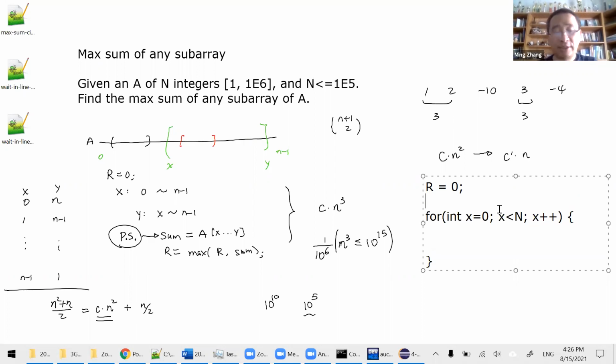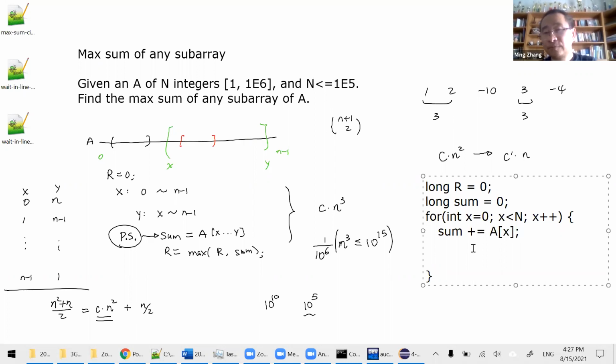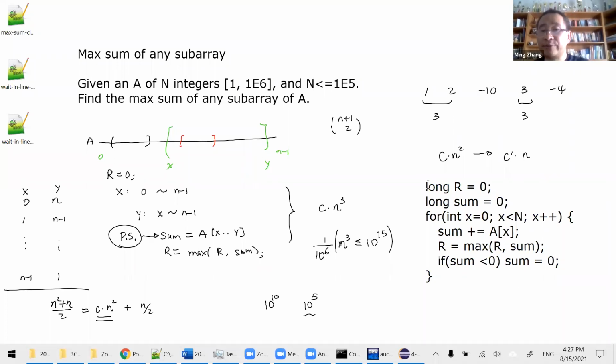Okay, so here I'm going to do, say, you can do int or you can say long. So sum is 0, and also try to make it long here. So this one says sum plus equals a[x] here. And of course, we're going to do the update. So R should be Math.max. By the way, I'm going to use either way here. So just any max, R and sum here. Okay. And if sum is negative, I'm going to set sum to be 0. And if you do C++, you're going to change this one to long.